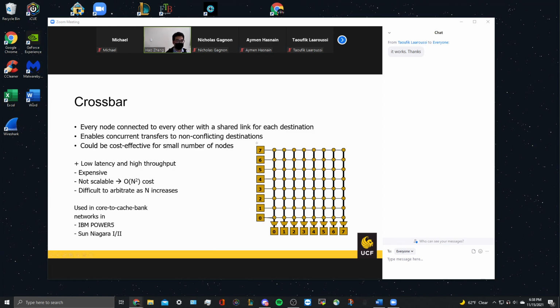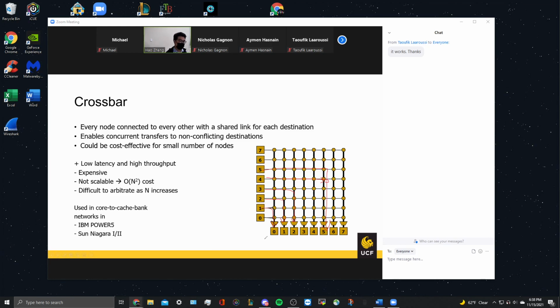Let me do this one. For example, 1 can go straight to 0, 2 can go to 1, 3 can go to 2. No blocking, right? Unless 5 goes to 5 and 4 wants to go to 5. Unfortunately, that has been utilized by another transfer, so we have contention. So this is a crossbar design.